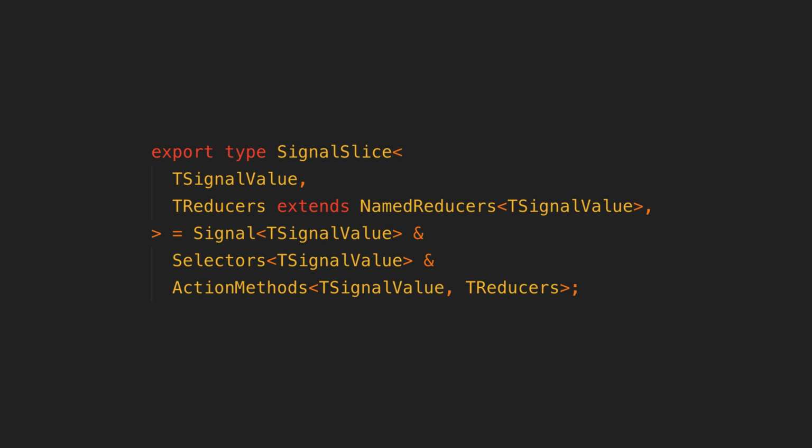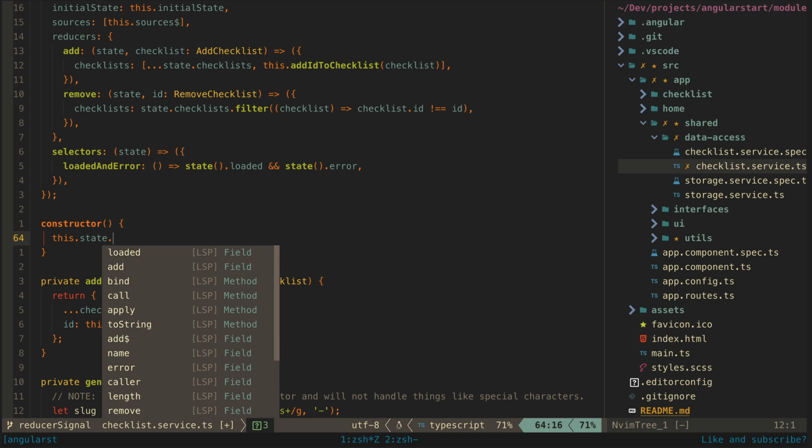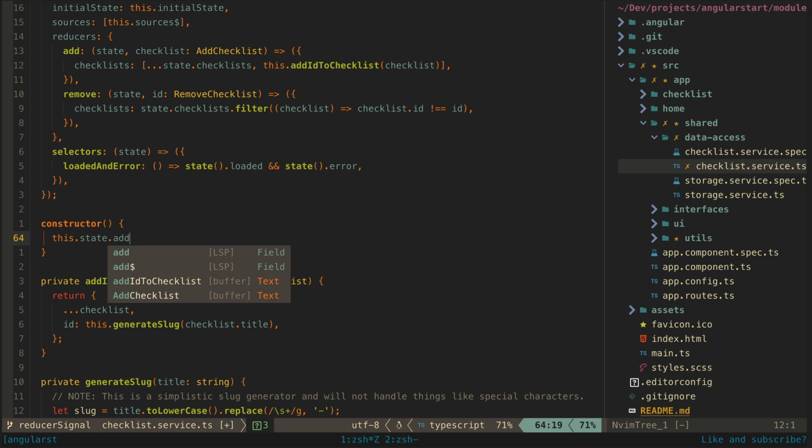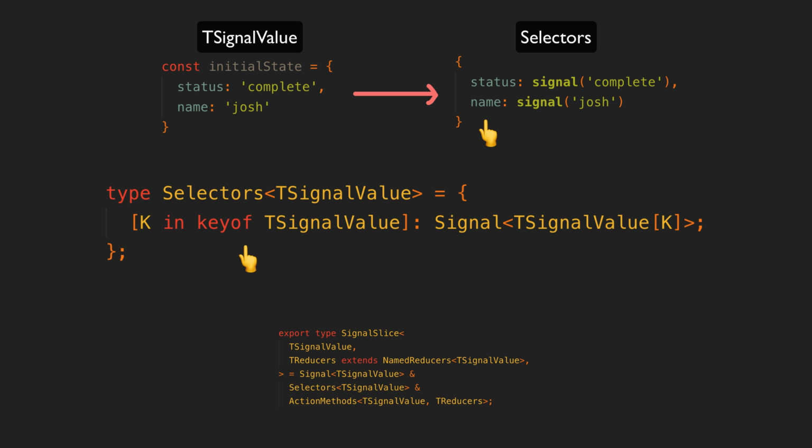However, as well as having the properties of a signal, it will also include the properties of these selectors and action methods types. The selectors are the automatically created selectors for accessing state, and the action methods are created automatically based on the supplied reducers. They are functions we can call that trigger the relevant reducer. The selectors type takes in the tSignal value generic and looks like this. This will be an object that has keys matching all of the keys of tSignal value, and the value for each of these keys will be a signal containing the relevant value from the tSignal value or initial state. This is what provides the typing information necessary to access selectors on the state object like this.